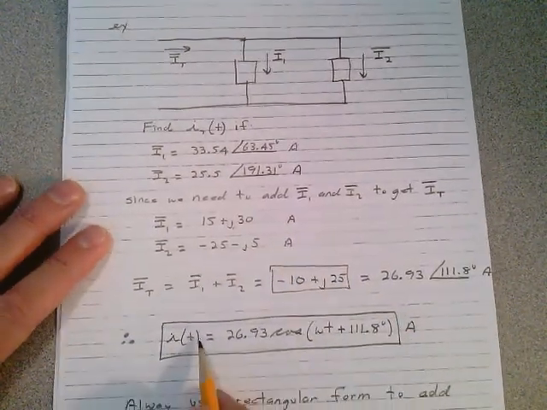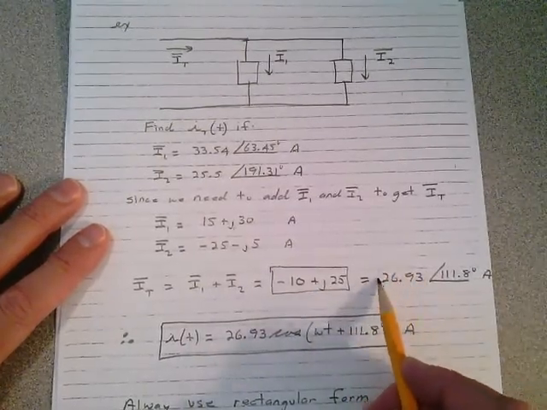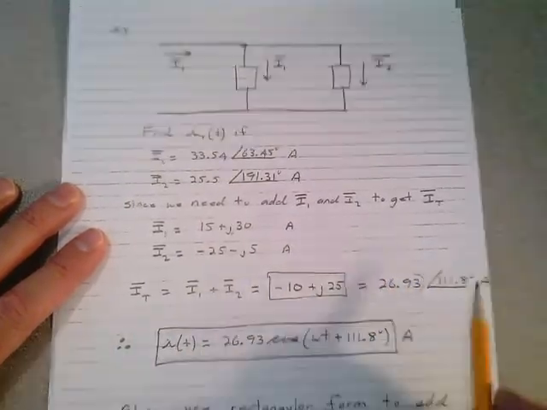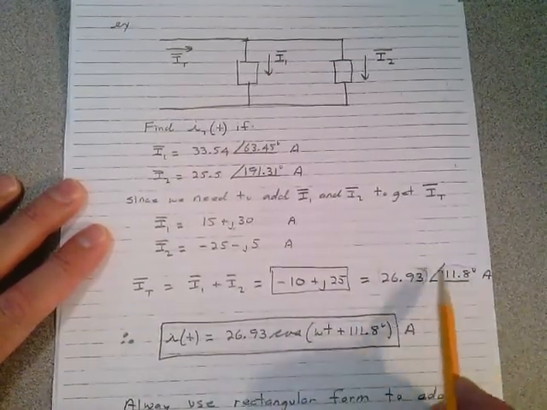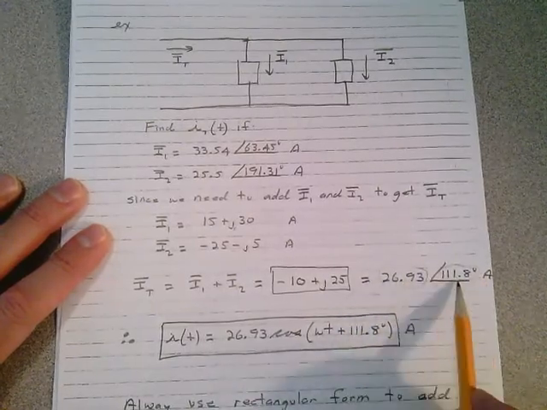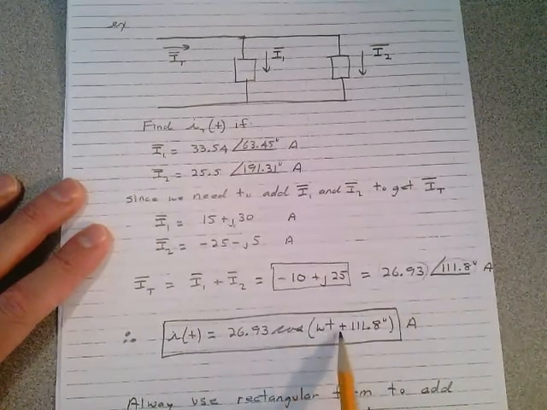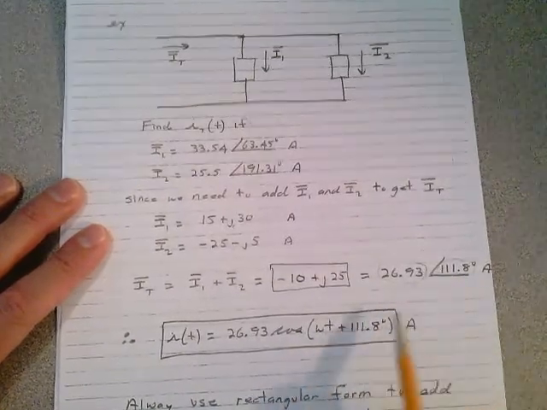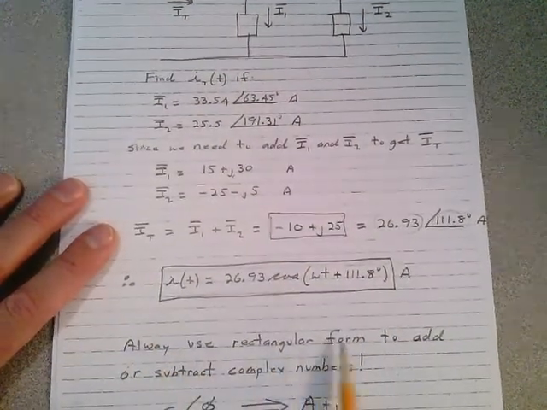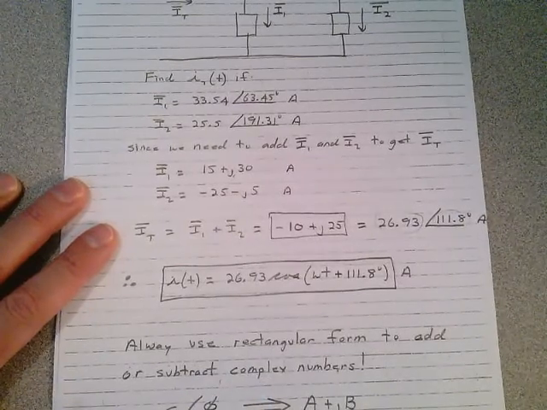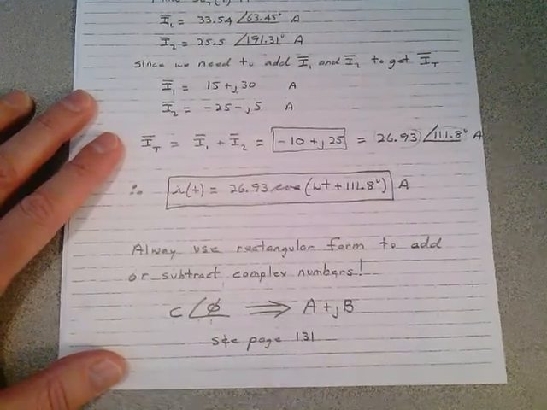Now in order to go to the time domain, we have to get this rectangular form back to the polar, because that's where we can pull out the maximum value of the waveform and the phase angle. And that's a cosine representation. Remember we said that. So it's 26.93 maximum value times the cosine of omega t plus the phase angle. It's a plus phase angle, plus 111.8 degrees. In review, always use rectangular form to add or subtract complex numbers. So you have to use this conversion, which you can see on page number 131.